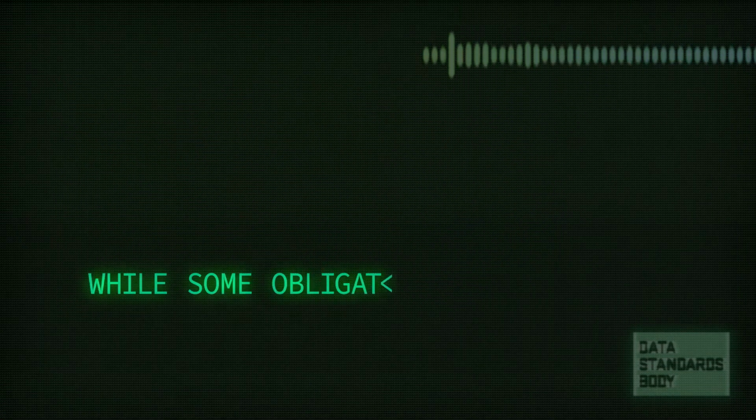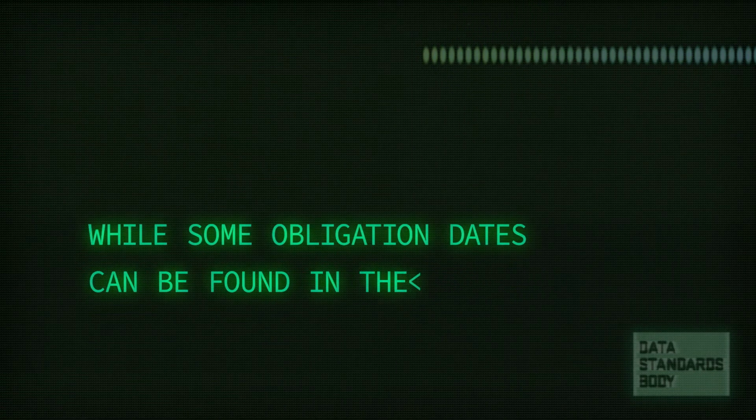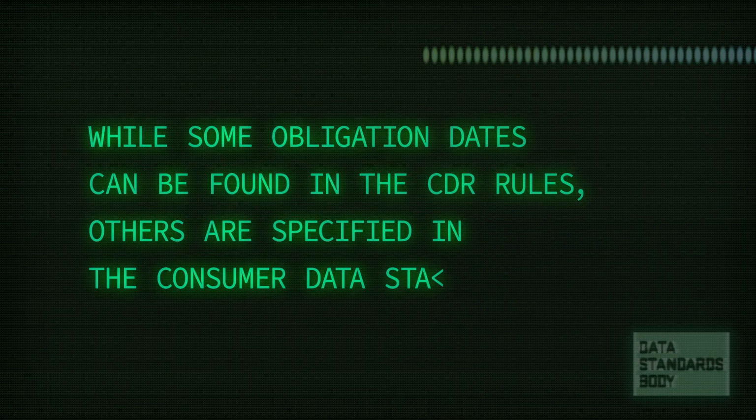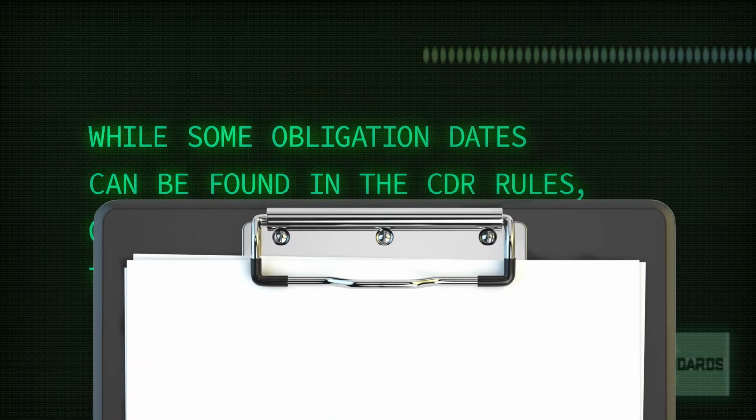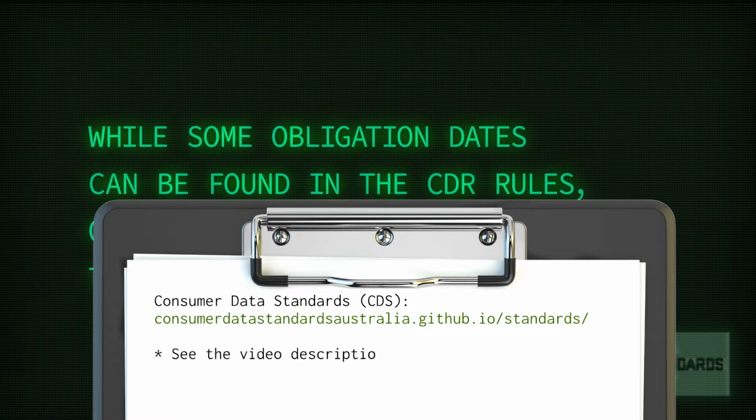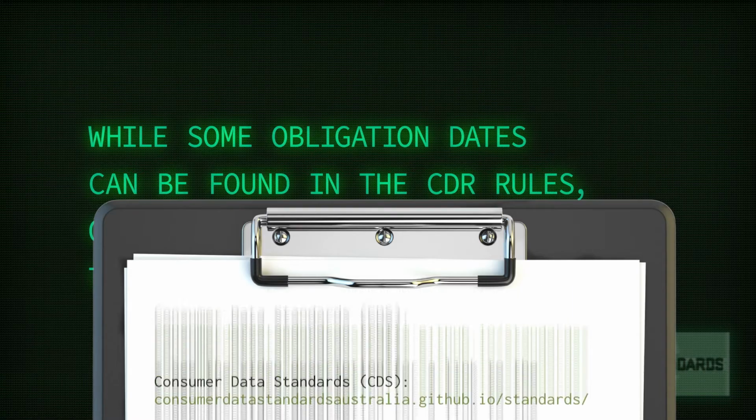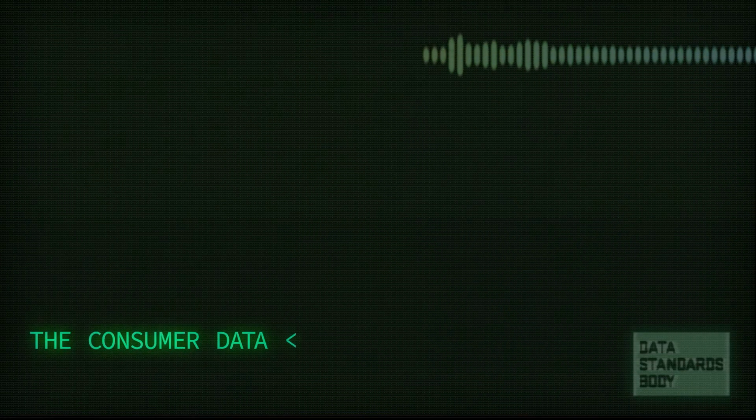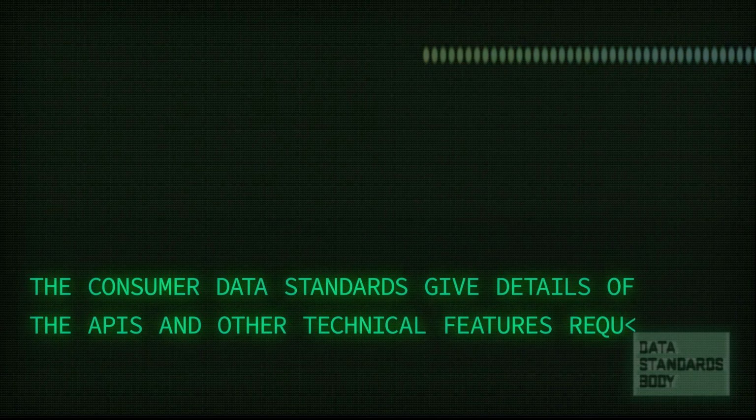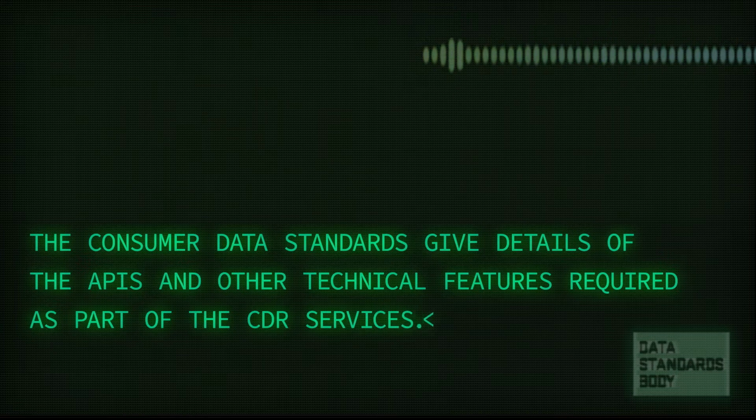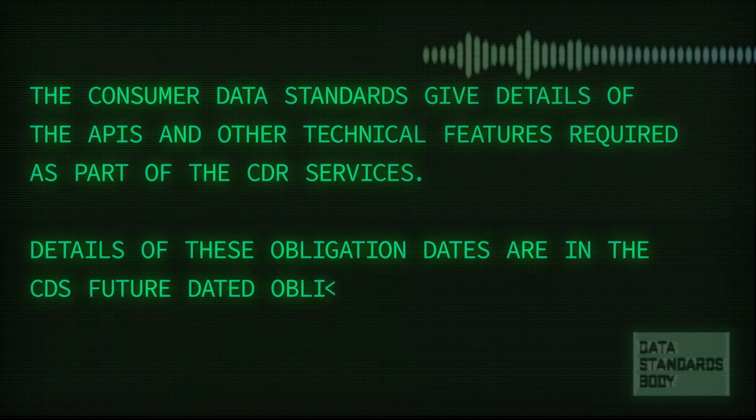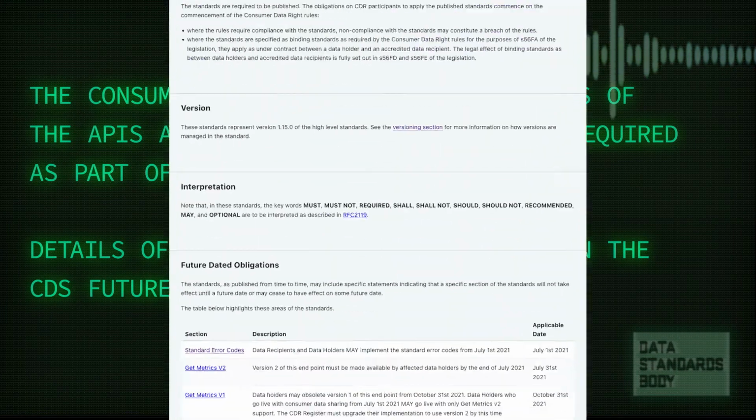While some obligation dates can be found in the CDR rules, others are specified in the Consumer Data Standards. The Consumer Data Standards give details of the APIs and other technical features required as part of the CDR services. Details of these obligation dates are in the CDS Future Dated Obligations section.